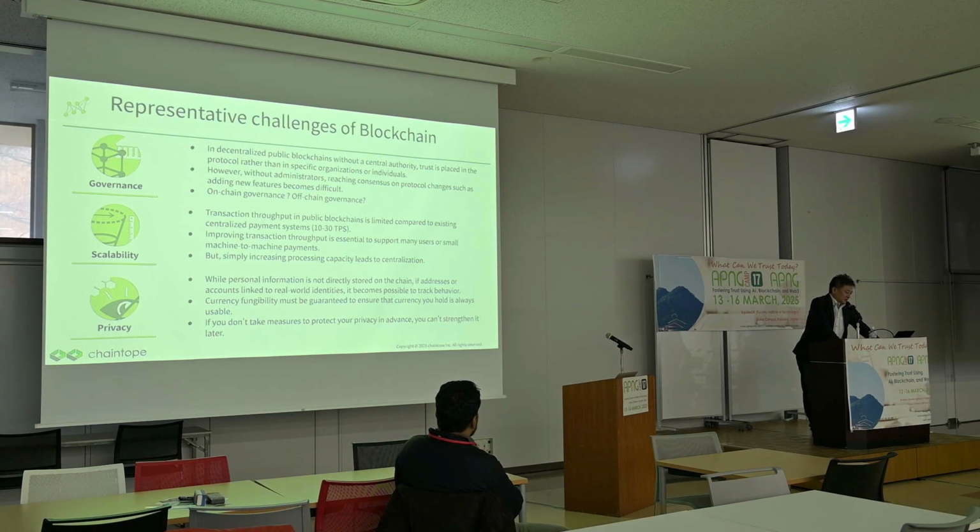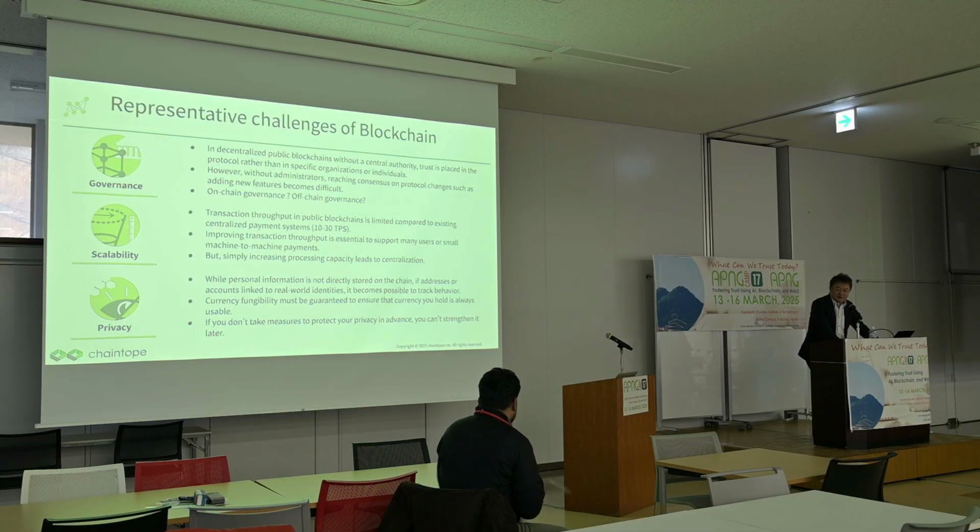The second issue is scalability. Transaction throughput in public blockchains is limited compared to centralized systems. In Bitcoin, it's around 10 transactions per second. In centralized systems, it's around several thousand TPS. So improving transaction throughput is essential to support many users or small machine-to-machine payments. But simply increasing processing capacity leads to centralization.